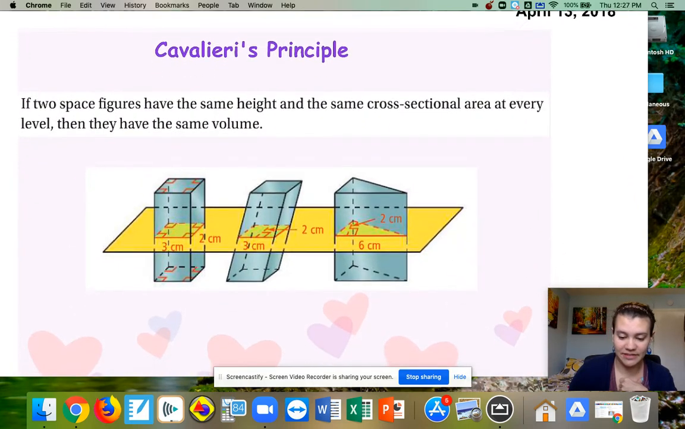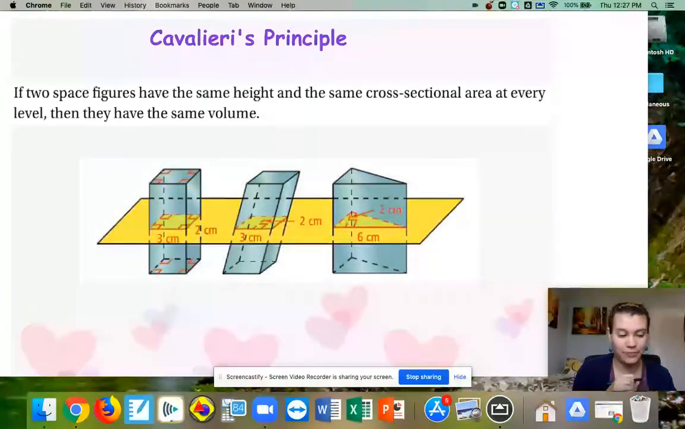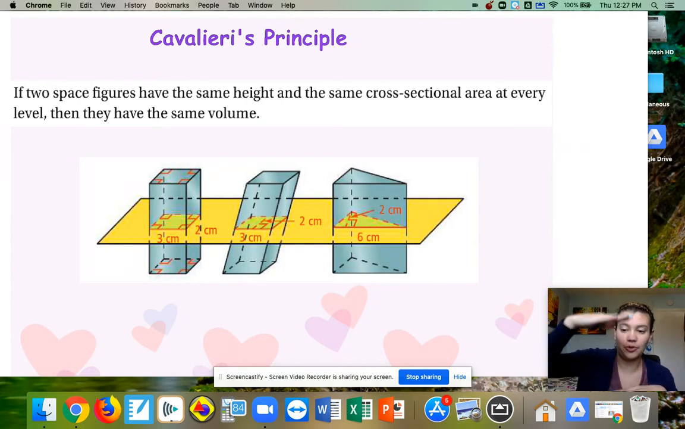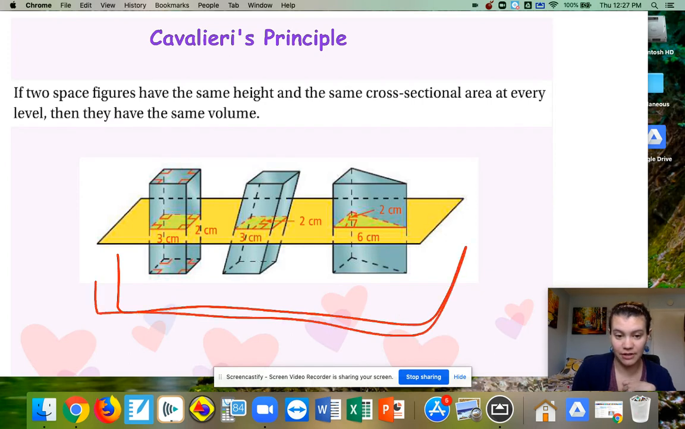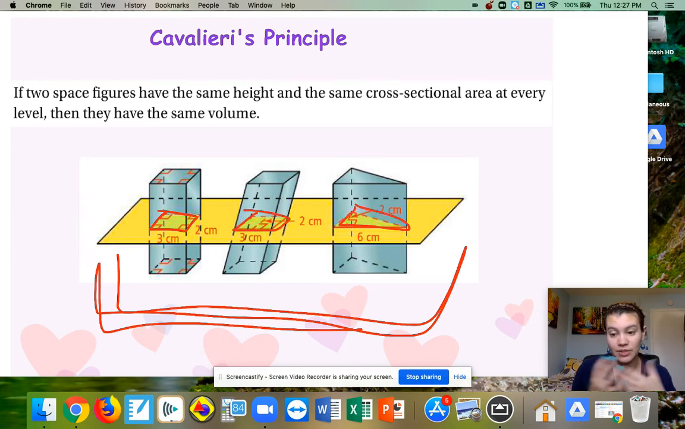So it brings us to Cavalieri's principle. Cavalieri's principle says if two space figures, so two 3D shapes, have the same height and the same cross-sectional area, so if I slice them up all the way up and down, and they have the same area all the way up and down, then they also have the same volume. So these three shapes here would all have the same volume because this cross-section will be 6, this cross-section has an area of 6, this cross-section has an area of 6. So you get 6 for all the cross sections, and they're all the same height, so they have to be the same volume.